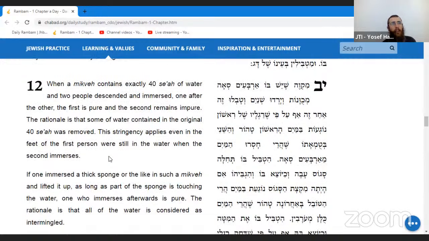Finally, halacha number 12, if a mikveh contains exactly 40 sa'ah of water and 2 people immersed, one after the other, the first is pure.